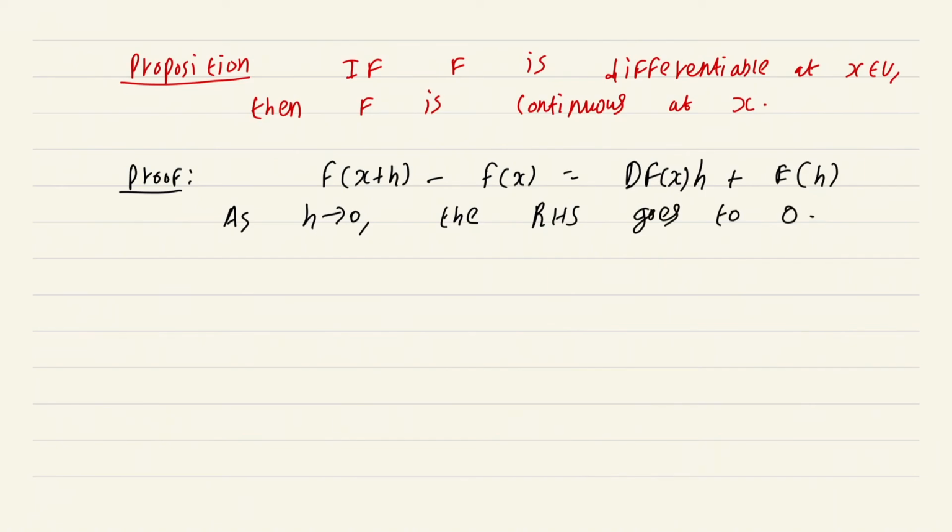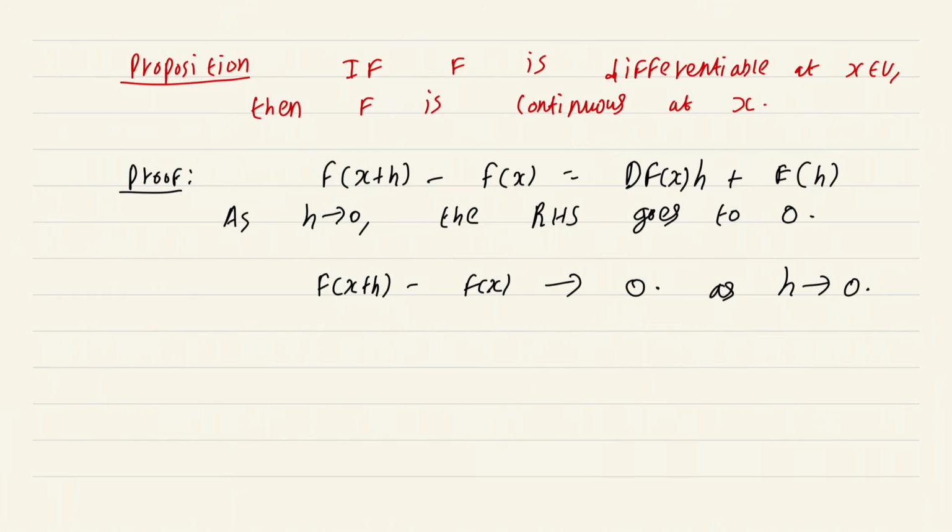dfx is a linear mapping, and the term e of h goes to 0 even after you divide by norm h and take h to 0. So without that norm h, it's going to go to 0 even faster. Okay, so as h goes to 0, f of x plus h minus f of x goes to 0. Okay, so this concludes the proof that the function f is continuous at the point x.